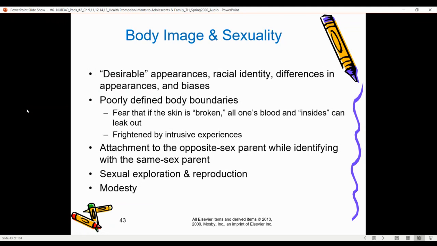They do have poorly defined body boundaries. Remember that magical thinking that I talked about? They will think that all of their insides leak out if they get a cut. So Band-Aids make everything better at this age. They do attach to the opposite sex parent usually at this age, but they identify with the same sex parent. So they're still doing kind of that household mimicking with the same sex parent. But this is the age that we see the little girl that wants to marry daddy. That's typically what we see around this age.